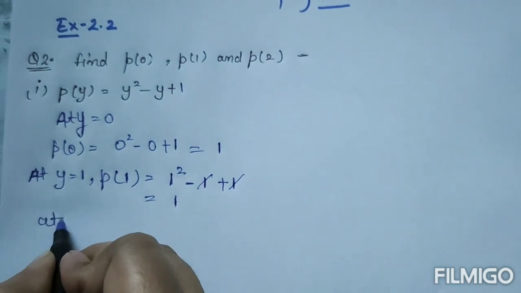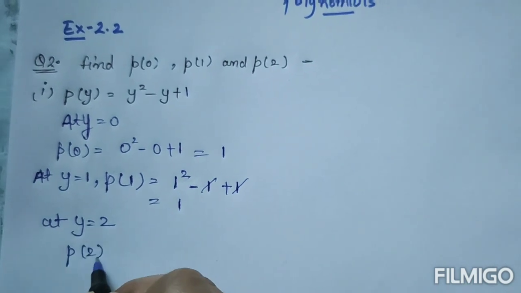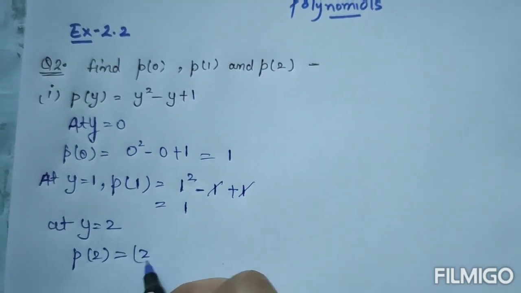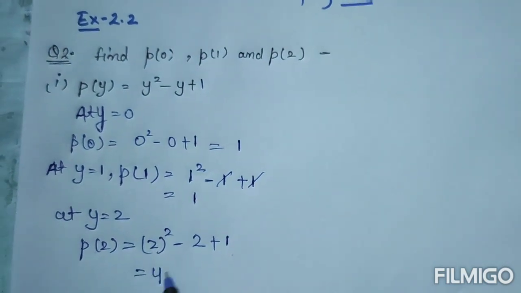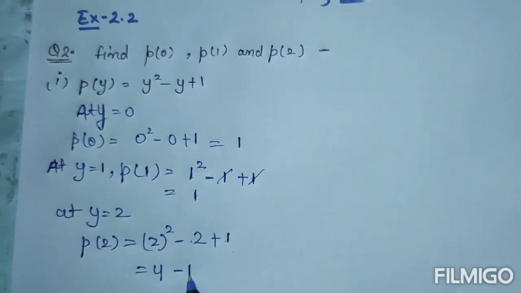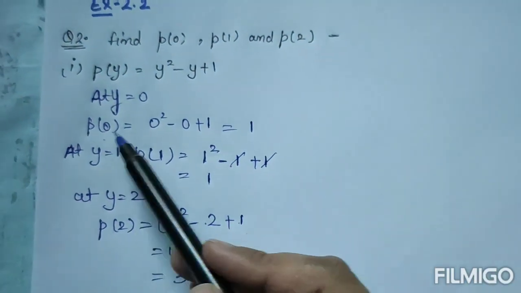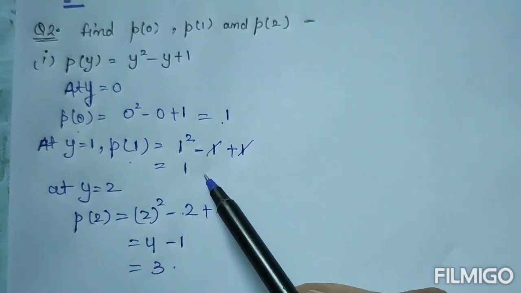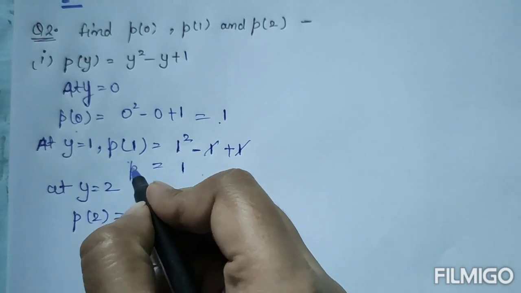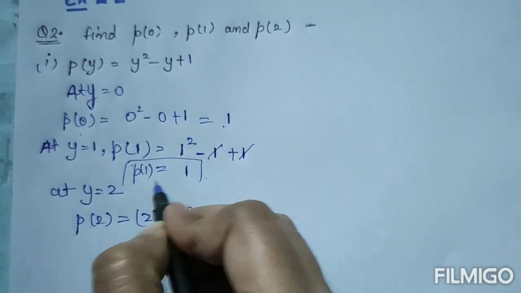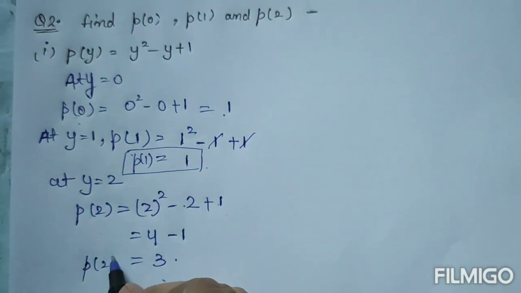Now at y equal to 2, p of 2 will be 2 square minus 2 plus 1. 4 minus 2 plus 1 is 3. That means p of 0 is 1, p of 1 is 1 and p of 2 is 3. Clear? This is p of 1, it is p of 0 and this is p of 2.